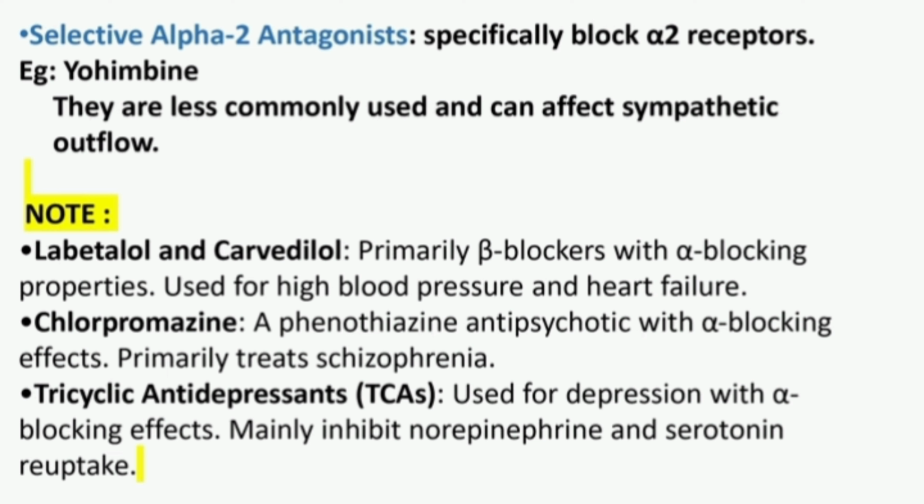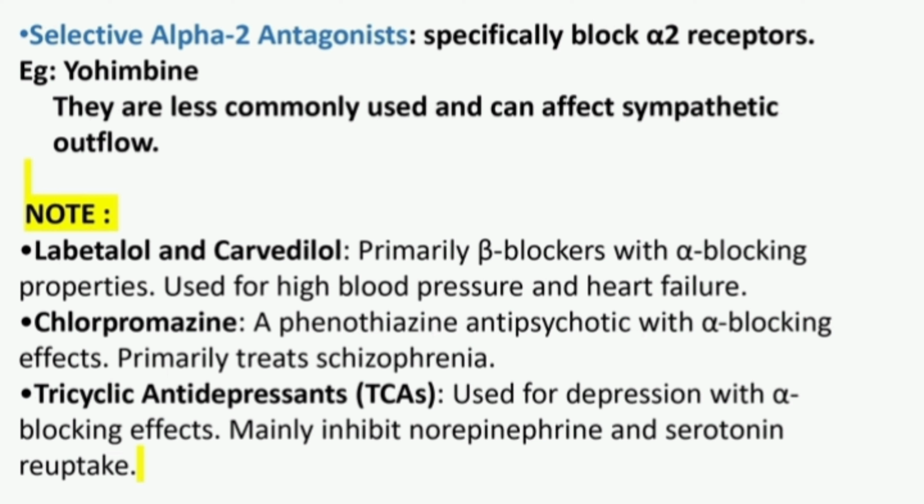The next one is tricyclic antidepressants. These are mainly used for depression and also have alpha blocking effects. Mainly they inhibit the norepinephrine and serotonin reuptake. These are the tricyclic antidepressants. Some of the important points, that's why I just highlighted them. Just read it.